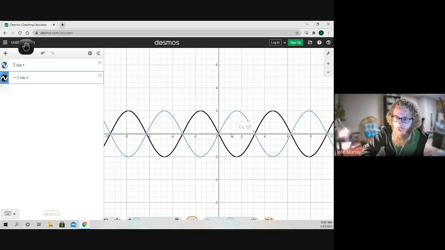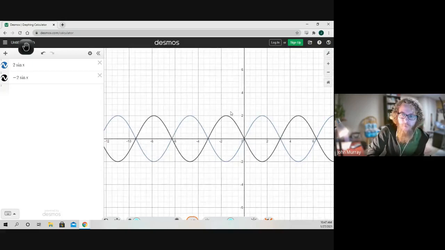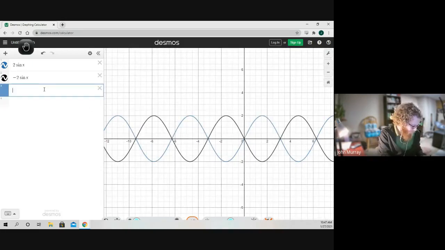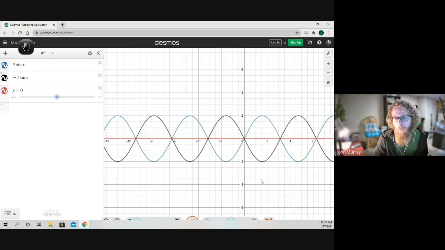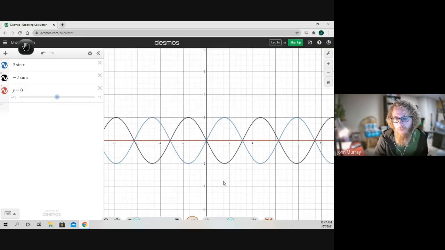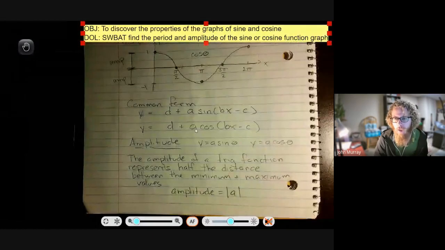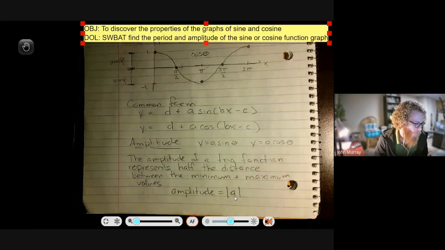So these two, if I'm just talking about the amplitude, they have the same amplitude of 2. It goes from the middle up to the maximum. And in our case, our middle is the x-axis, y equals 0. So if you're asked to find the amplitude of a function, you're just going to look at the number in front of the sine or the cosine.